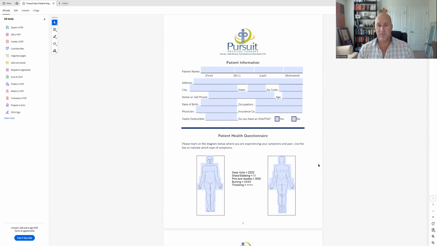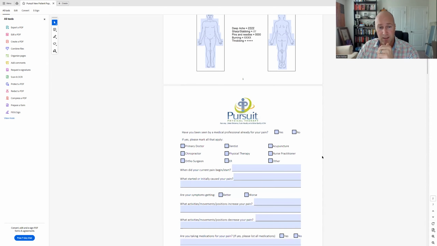So this is an example of my fillable PDF version of the new patient paperwork. The patient information sections are pretty much textbook. We do ask whether they have an HSA or a flex spending account because they can use that here at a cash-based clinic. And we ask the yearly deductible just so it gives us an idea during the eval of what this person's out-of-pocket max is too. So that's what our new patient information form looks like. Down here is the diagram. This is textbook PT stuff, so nothing really new there.